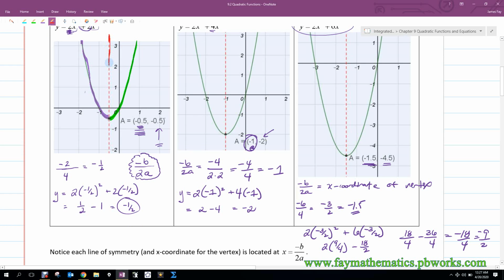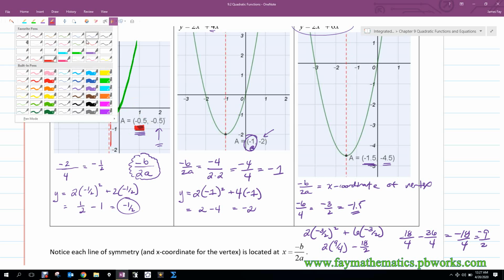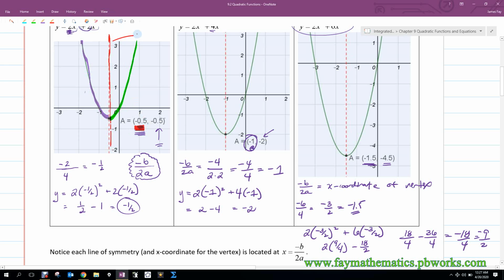That line of symmetry always passes through the vertex of your parabola. And that's always a vertical line, so that means that red line there is the equation x equals negative 1/2. This line here would be x equals negative 1. And this line here would be x equals negative 1.5, or negative 3 halves.